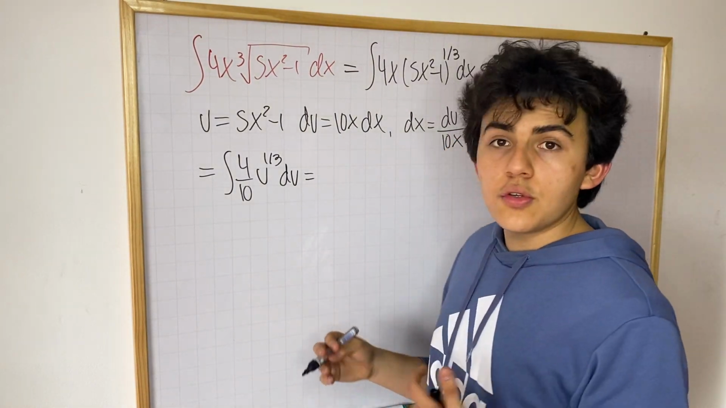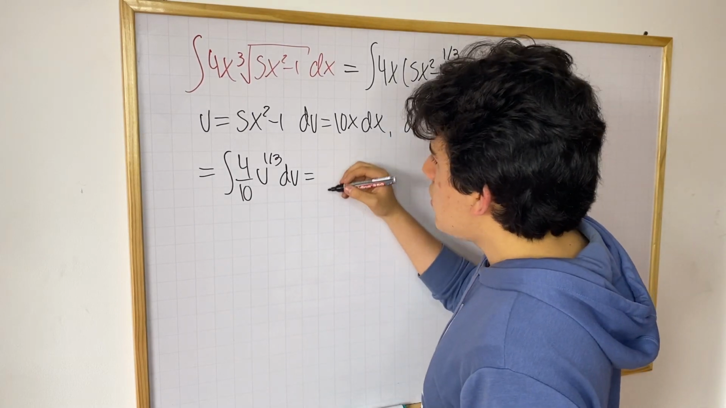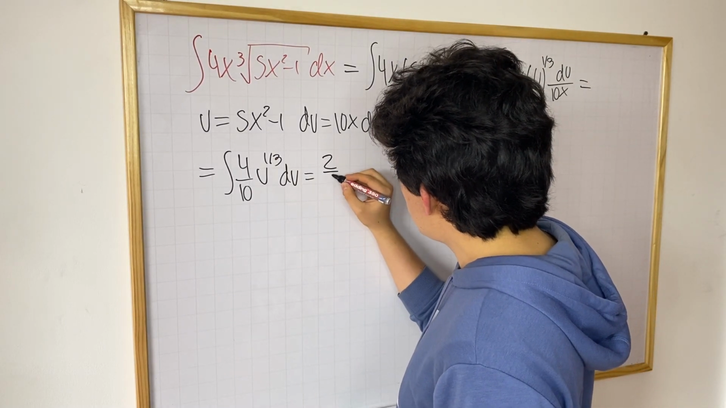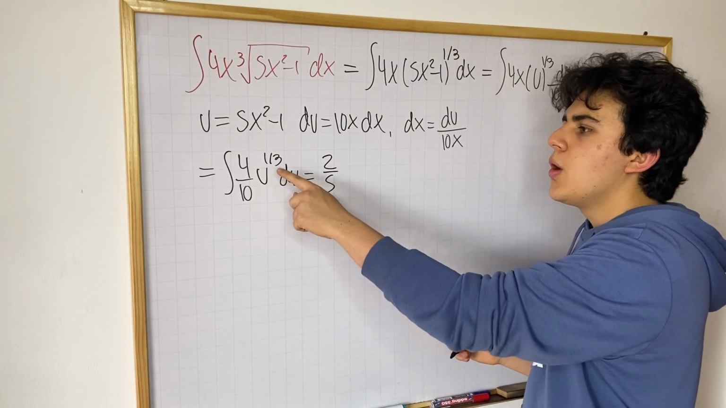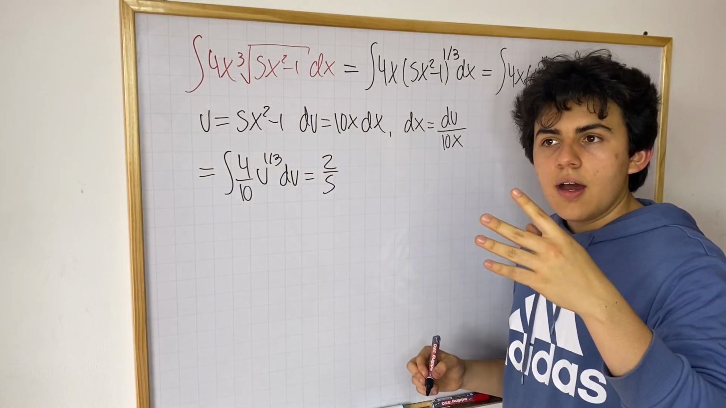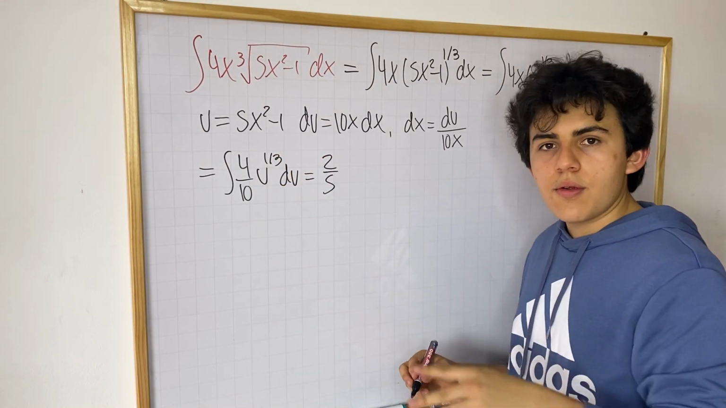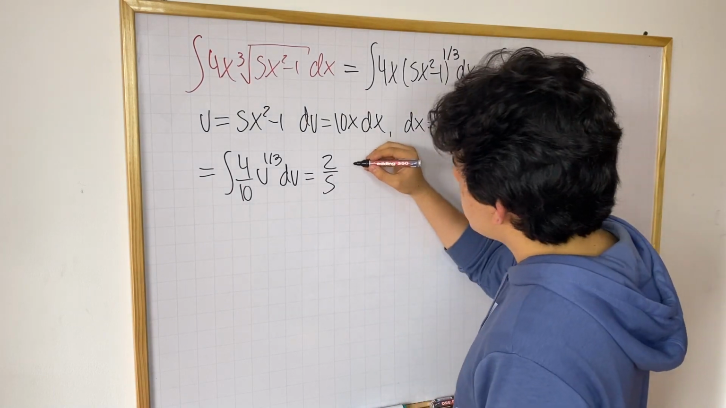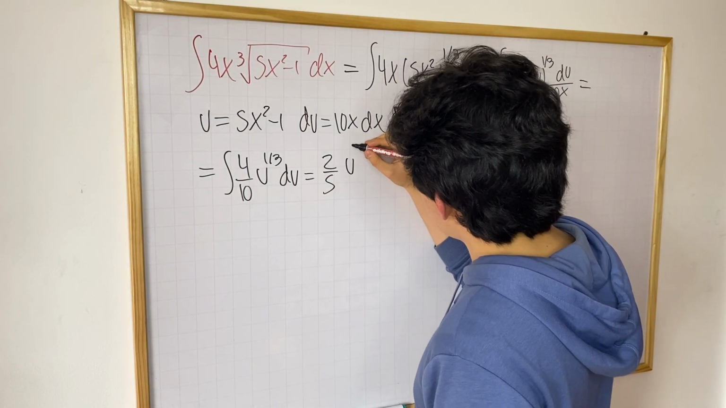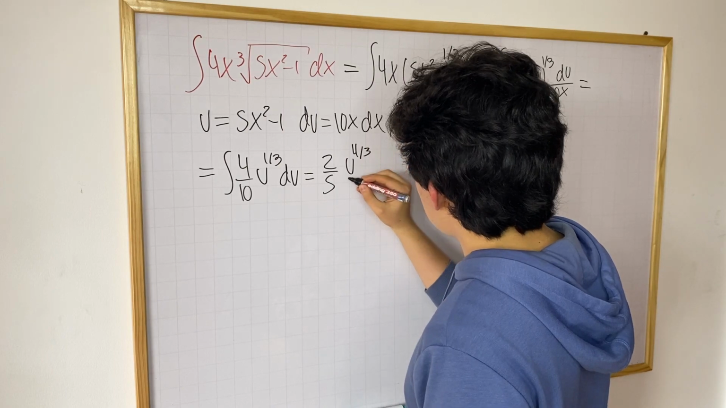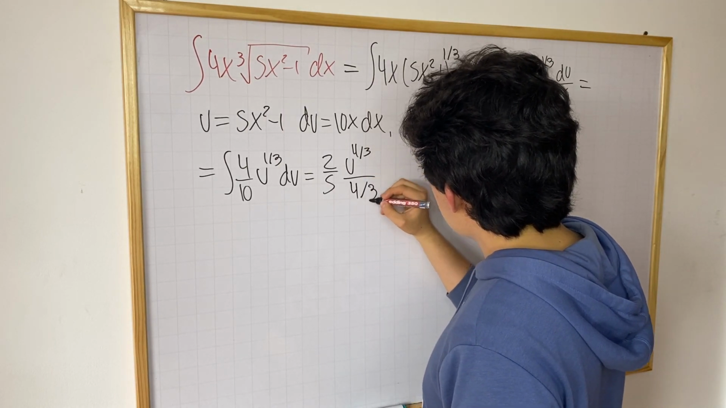Now this integral is pretty easy to solve. We simply need to use the power rule. So this is going to be 2 over 5 times u to the power of 1 over 3 plus 1, which is 1 over 3 plus 3 over 3. That is going to be 4 over 3. And we also need to divide by that. So it's going to be u to the 4 over 3 divided by 4 over 3.